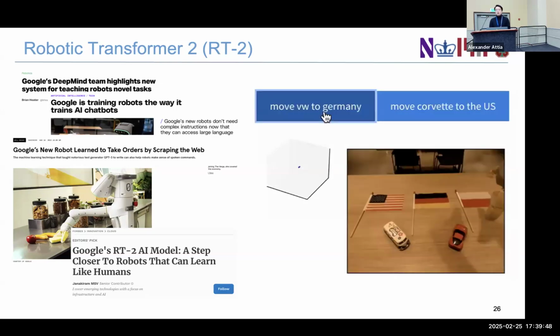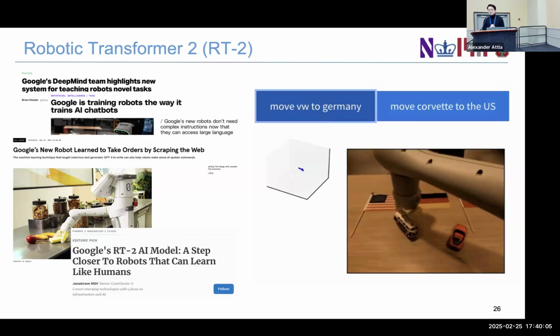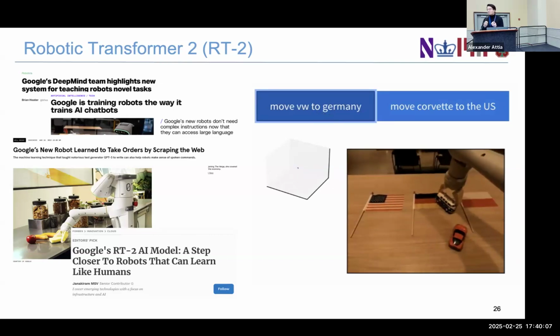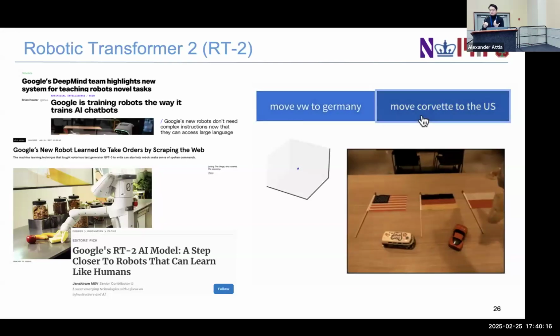For example, here is one video I got from their webpage. This is actually the first demo they show, so I'm not doing any adversarial selection of a few bad examples. The task is to move Volkswagen to Germany. And here the robot starts to do the task. You realize the robot actually has very good high-level recognition capability to recognize the correct car and the correct flag. But you can just see that the low-level interaction is just not there. The robot cannot even get the pick and place right.